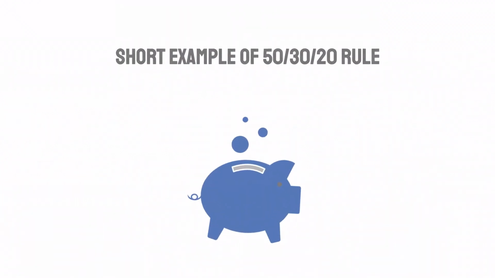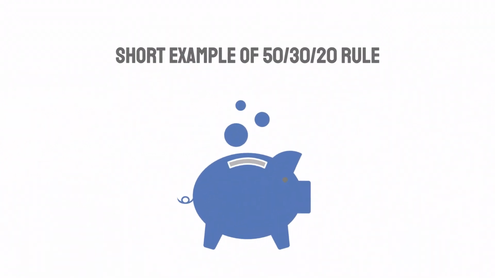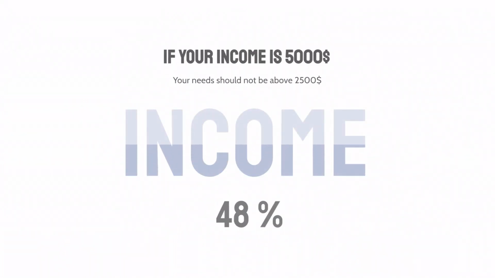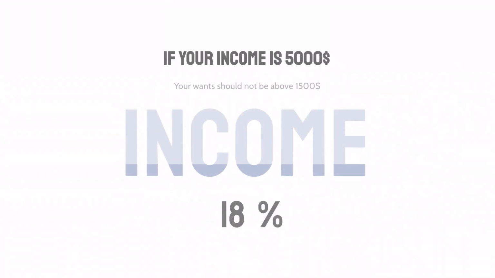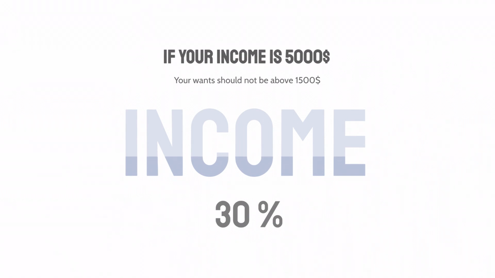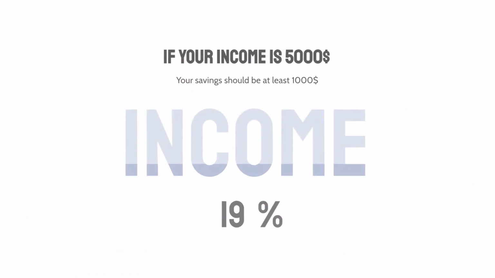Now, let's have a look at an example in which we apply the 50-30-20 rule. If your monthly income is $5,000, your needs should not exceed $2,500. Your wants should not exceed the amount of $1,500. And you should save at least $1,000 towards your savings goals each month.